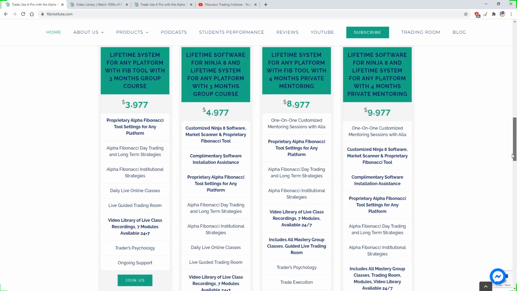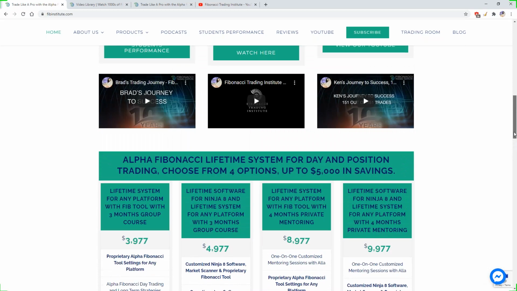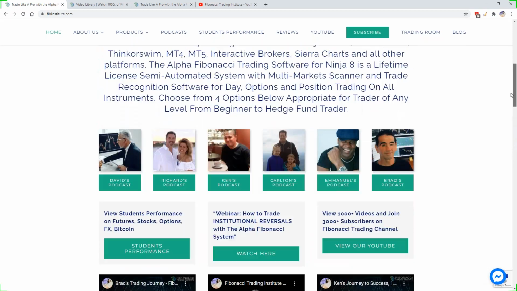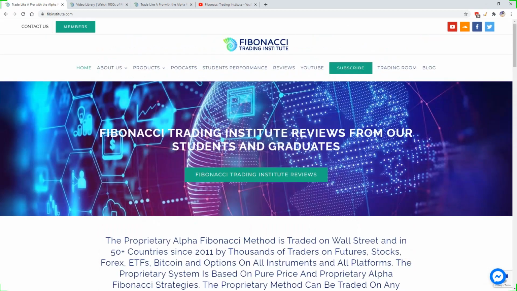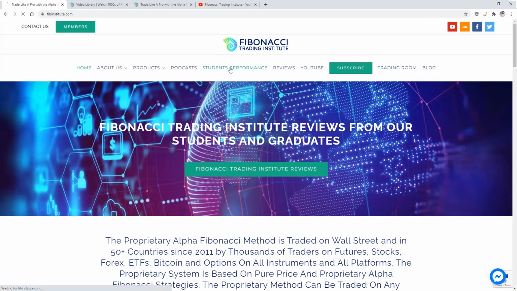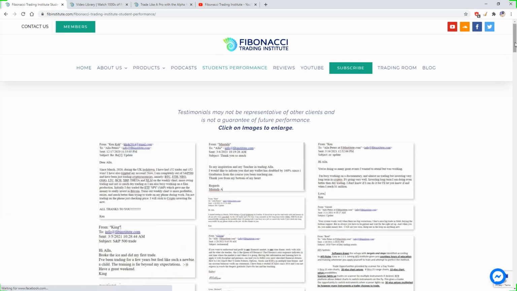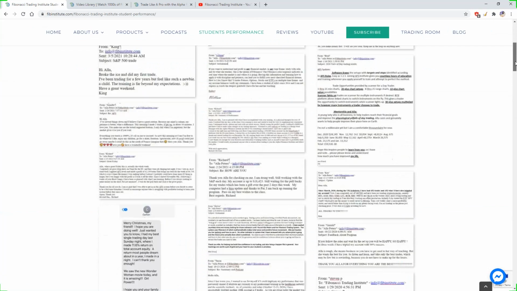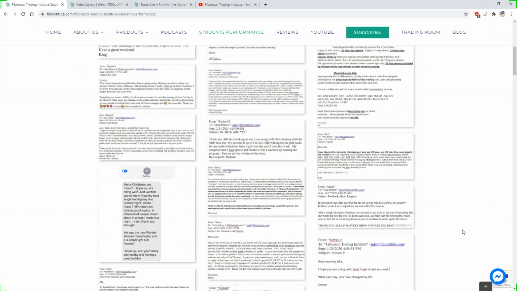This is the institutional Alpha Fibonacci system traded all over the world since 2011. So when you view what students do all over the world and the tens of thousands of emails I receive, I look forward to receiving one from you.